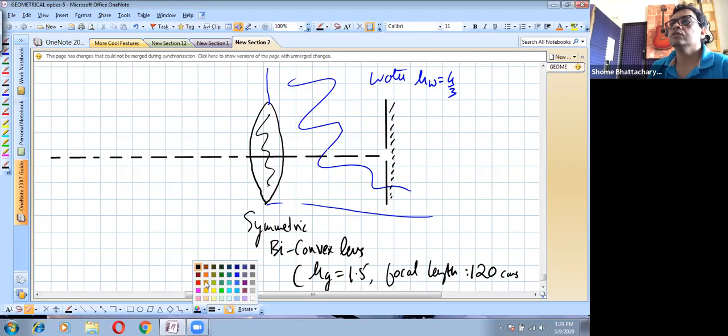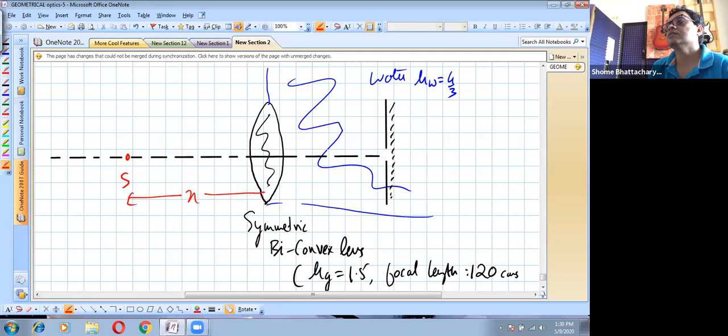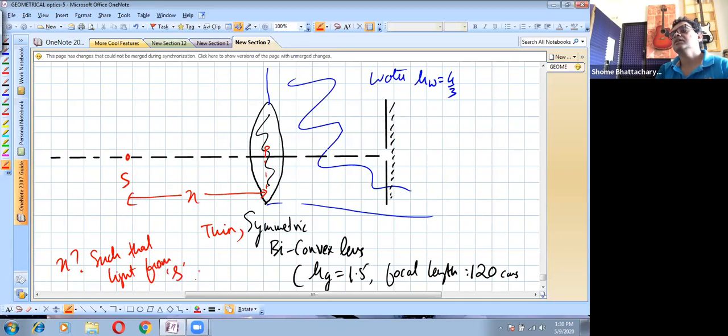Okay. So we have to find out at what distance a point source of light should be placed so that the light returns to it. So we have to find x from the pole of the lens. It's a thin, symmetric biconvex lens. So find x such that the light from the source S retraces its path back to S.